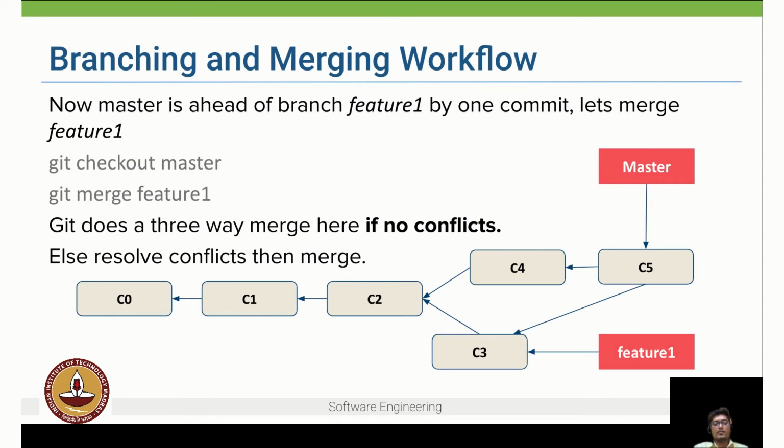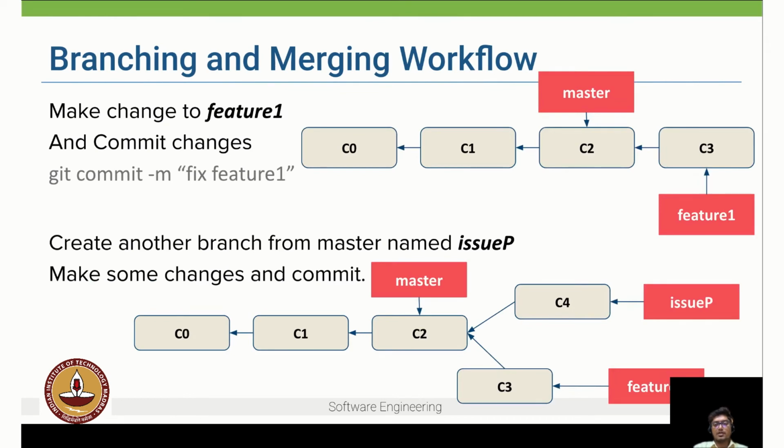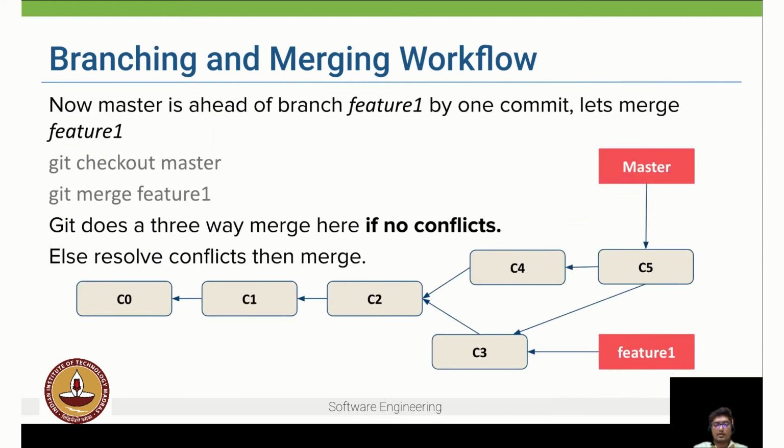So why are we talking about conflicts here? As we discussed in the last slide, issue p made some changes and a new commit was created as C4. Suppose there is a file named x.py that was changed in issue p, and you have changed the same file in feature 1 as well. When you try to do a three-way merge, if the same file is changed in C4 and C3, Git won't know which changes to keep. In that case, there will be conflicts and you will be asked to resolve them if Git cannot resolve them.